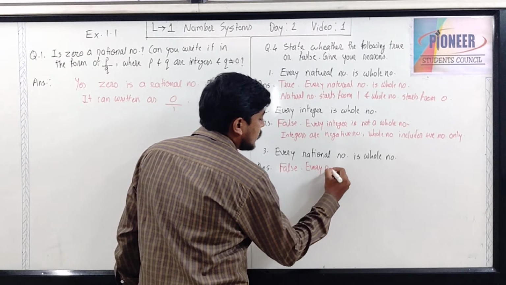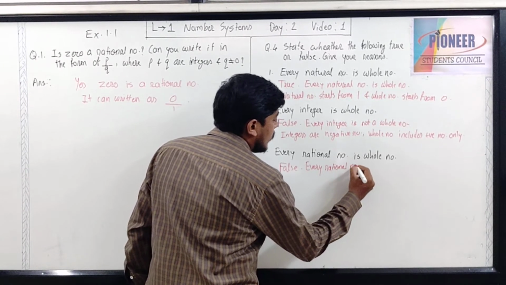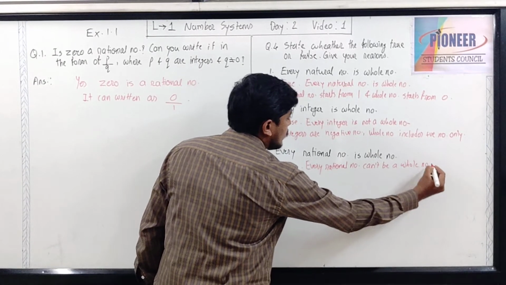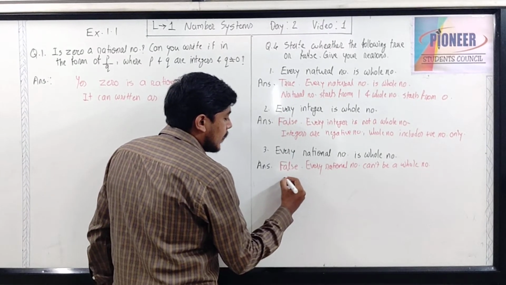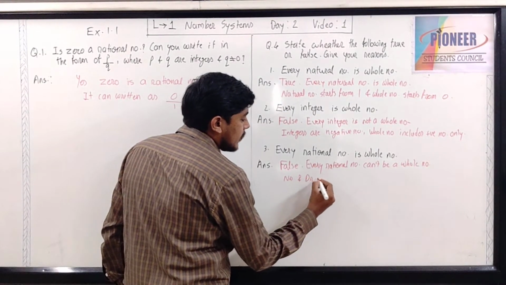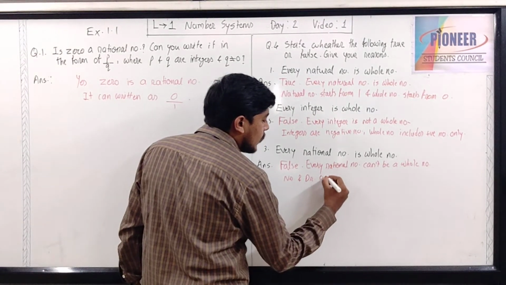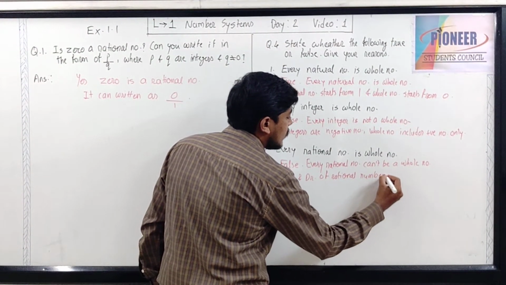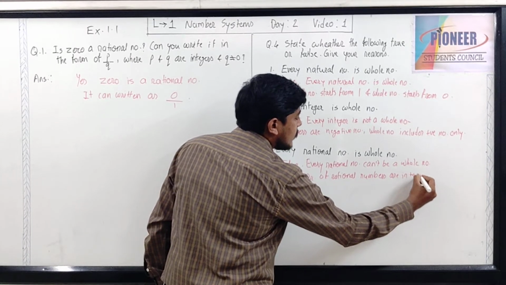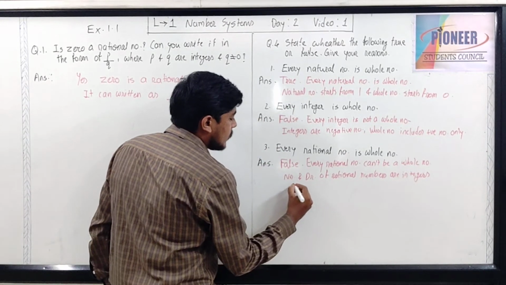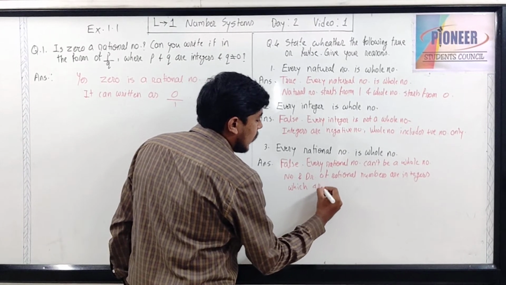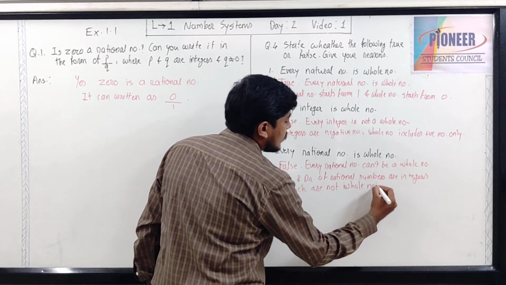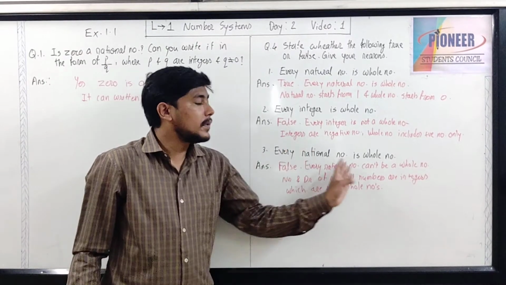Every rational number can be a whole number, because the numerator and denominator, you have to write the full form of this, the numerator and denominator of a rational number are integers which are not whole numbers. Therefore, the given statement is false.